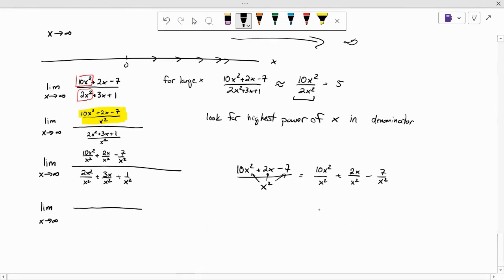Of course, 10x squared over x squared is just 10. Are we okay with that? We have 2 over x, and then negative 7 over x squared. Is that okay, or should I provide more detail there? You're good? Okay.